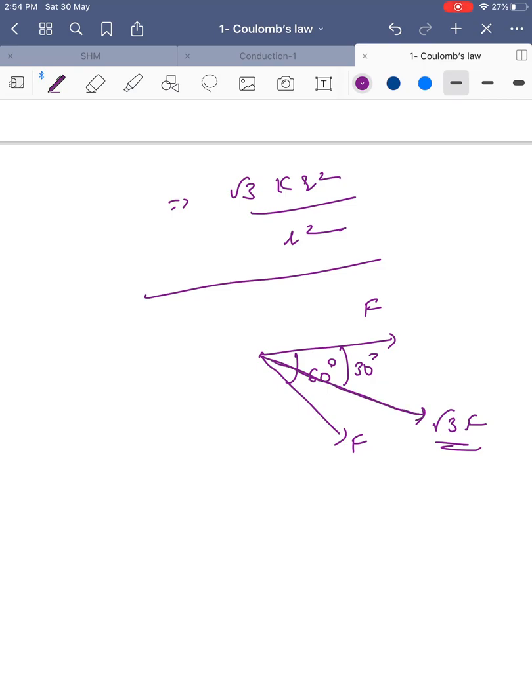As per our question, the net force should be equal to 0. So there should be some force which is acting in the backward direction. Okay, so this is Q. How much charge should be there at the center? The center should be a negative charge, so that an attractive force will be developed between the Q and it.